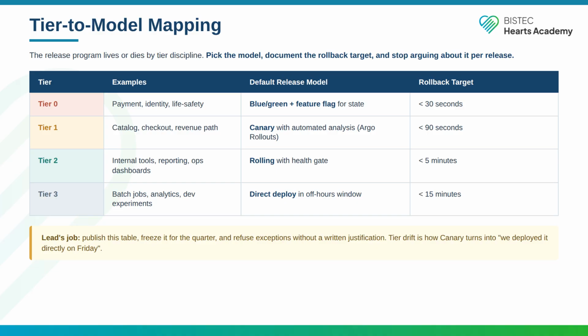Your job as the lead is to publish this table, freeze it for the quarter, and refuse exceptions without a written justification. Tier drift is how canary turns into, we deployed it directly on Friday because it was urgent. Once you let that pattern in, the program is gone.